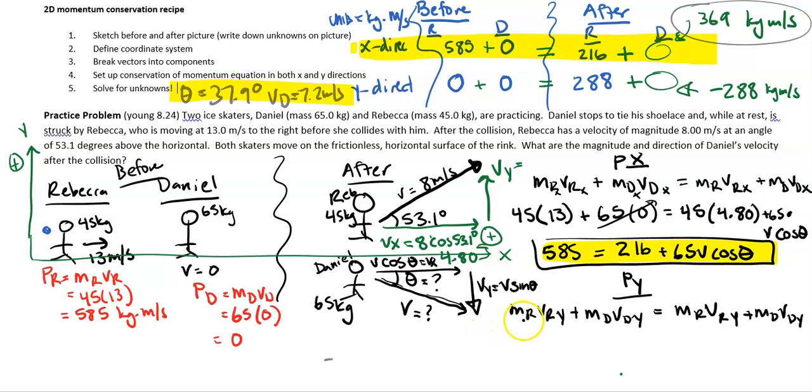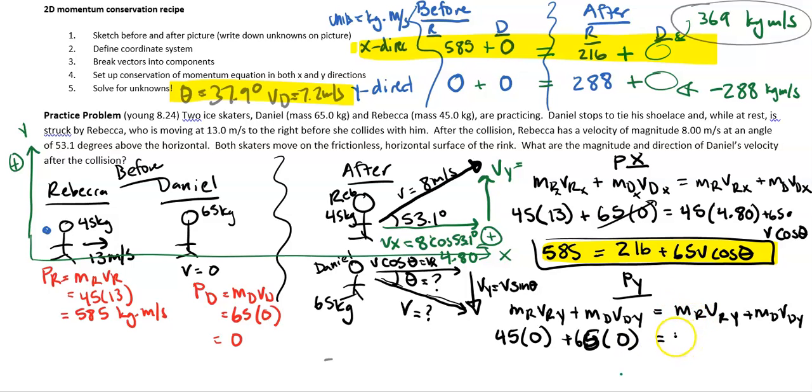Okay, so let's plug in some numbers. So mass of Rebecca is what? 45 times her initial y velocity. Oh my goodness, 0. She's not moving in the y. Plus mass of Dan is what? No, his mass is what? 65 times velocity of Dan, 0. Oh my goodness, I love it when things get easy.